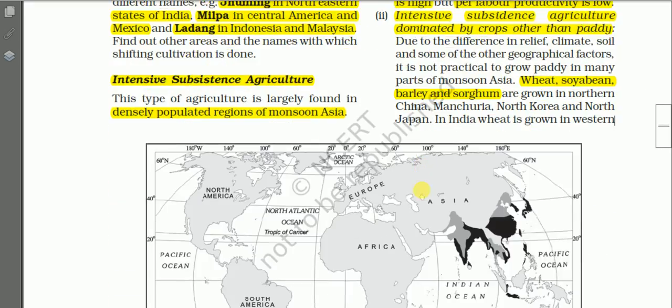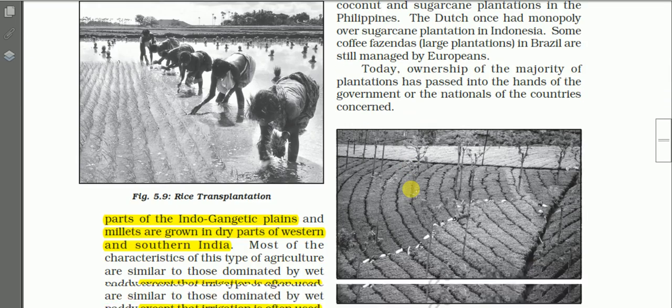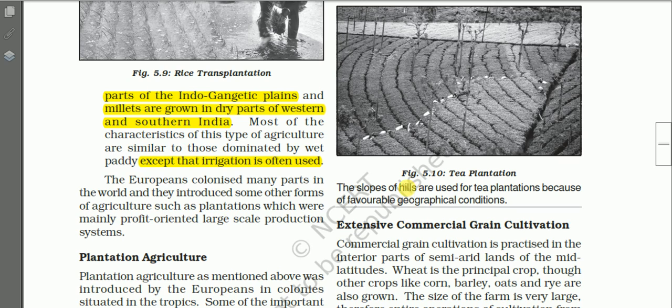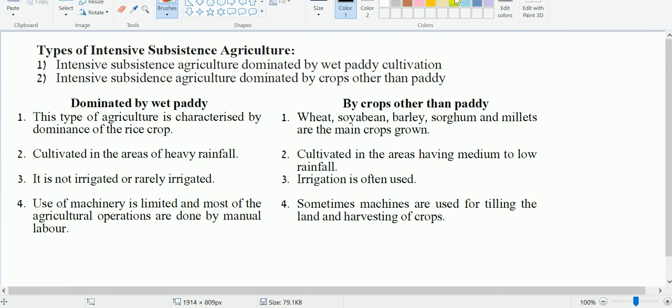Okay. And now, can you find out the other differences between the two types of intensive subsistence agriculture? Here, let us read this. We know that we have two types of intensive subsistence agriculture. The first one is known as intensive subsistence agriculture dominated by wet paddy cultivation. The second one is known as intensive subsistence agriculture dominated by crops other than paddy. Sorry, the spelling was wrong. So here paddy is the main crop, and here wheat, sorghum, and soybean are the main crops.